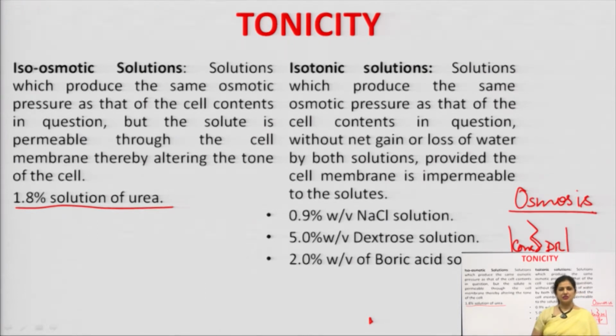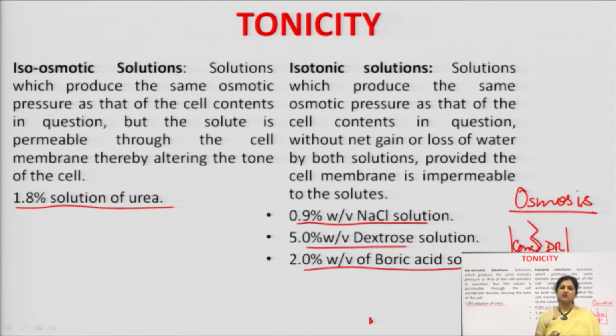Now let us come to another concept, which is isotonic solutions. These are the solutions which produce the same osmotic pressure as that of the cell content in question without net gain or loss of water by both solutions, provided the cell membrane is impermeable to the solute. Solute cannot move. Examples include 0.9% weight by volume of NaCl solution, 5% weight by volume of dextrose solution and 2% weight by volume of boric acid solution.